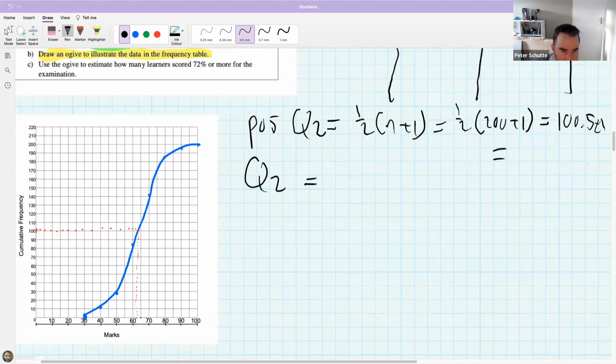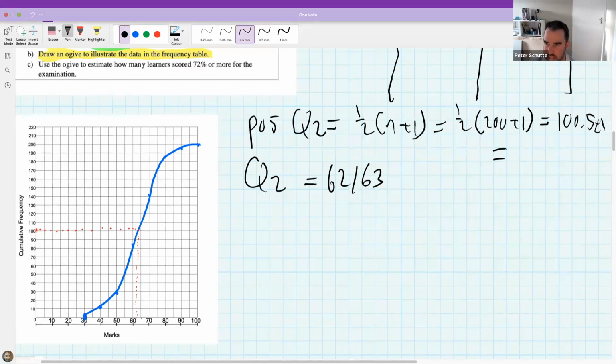So if that was 65, that's 70. It feels to me like it's going to be about halfway between 60 and 65. So I guess that would be either 62 or 63. Okay. So we get an estimate of 62 or 63.